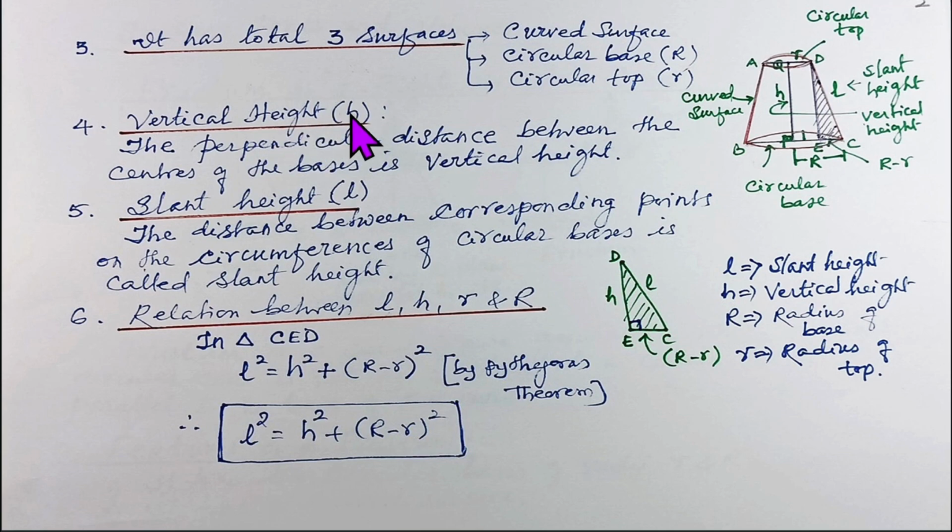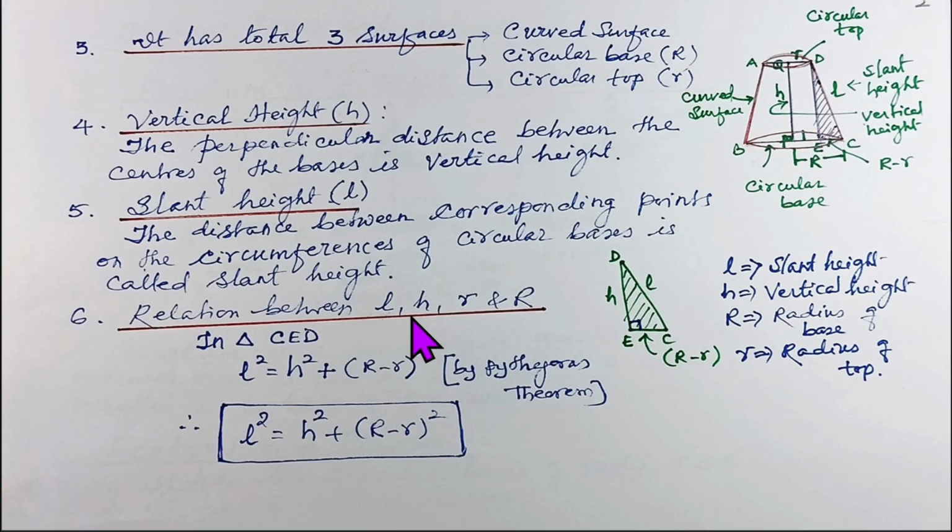Now it has got a vertical height. The distance from the center of the circular base and the center of the circular top is what is called as the vertical height, and is denoted by h. So therefore the perpendicular distance between the centers of the bases is vertical height. So h is the vertical height here. It also has slant height. The distance between corresponding points on the circumference of circular bases is called as slant height. So if you take a point D here on the circular top and a point C on the circular base, then the distance CD is called as the slant height, denoted by small l.